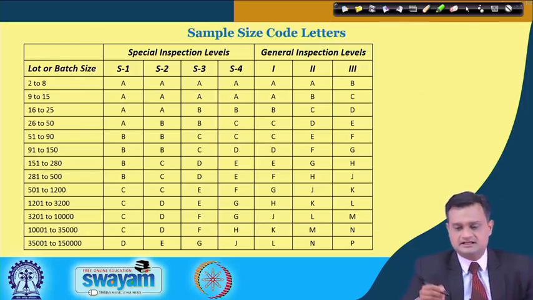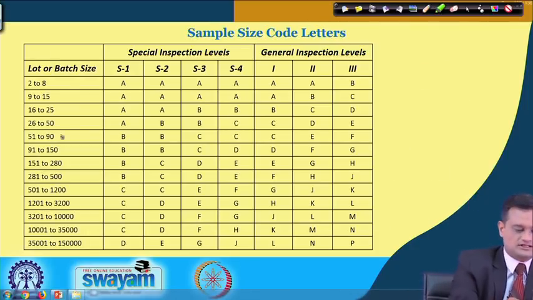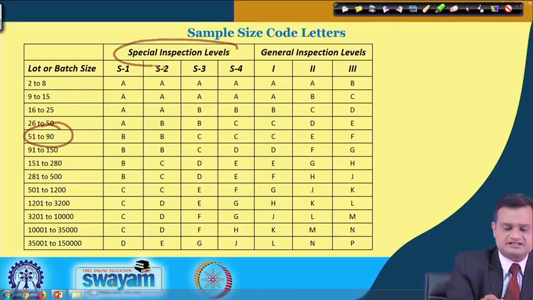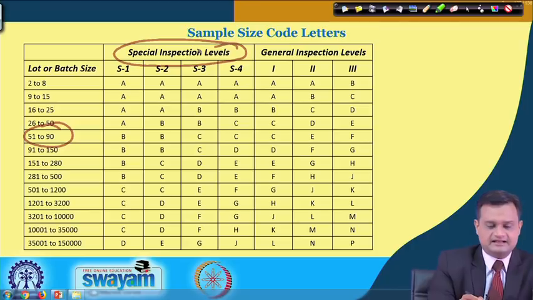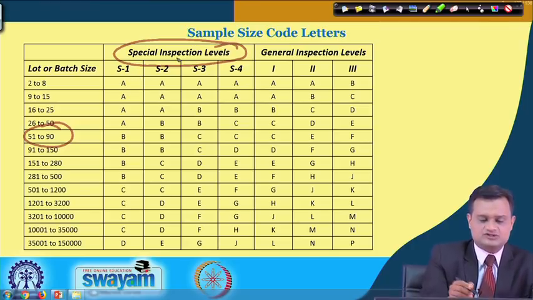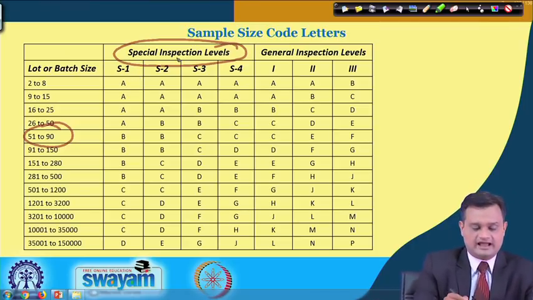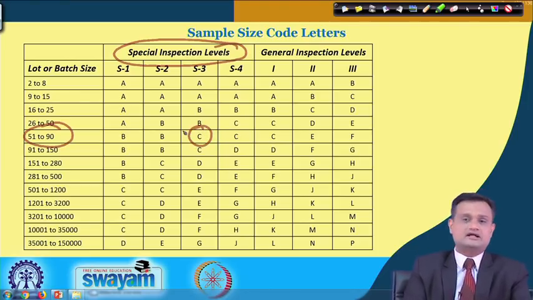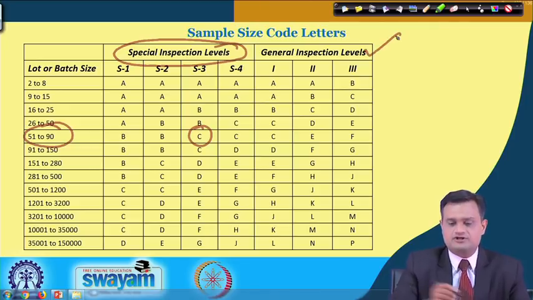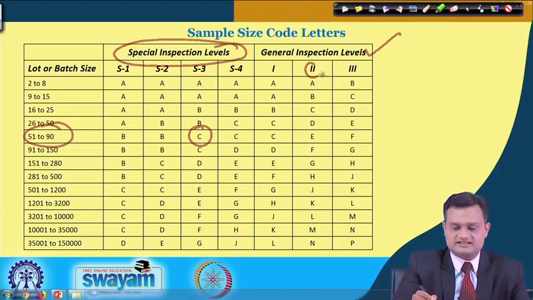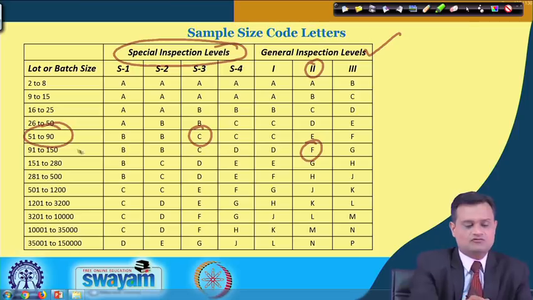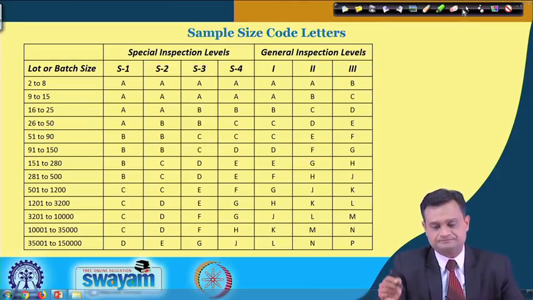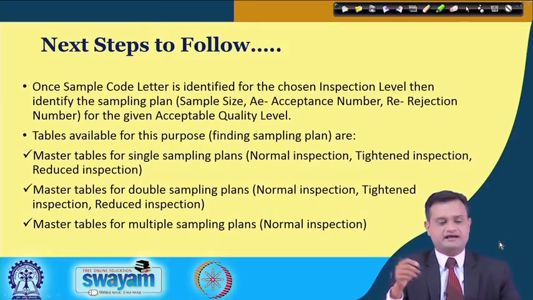So just see this. Suppose, let us say, my lot size falls somewhere here and I want to go for special inspection level, then I will choose either S1, S2, S3, S4. Let us choose S3. So my letter code is C. Suppose I am going for general inspection level and I choose, let us say, 2, then for a lot ranging in this, my letter code is F. So this is very simple to identify.